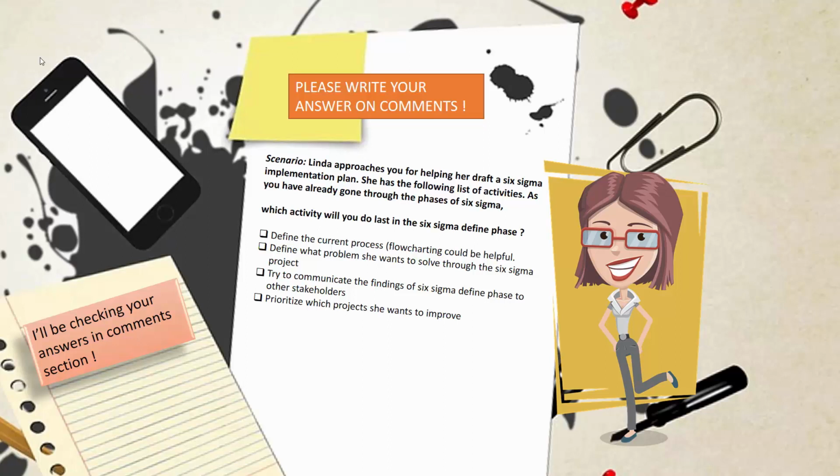Sigma define phase? Is it defining the current process? Is it defining the problems she wants to solve through Six Sigma project? Or is it trying to communicate the findings of Six Sigma define phase to other stakeholders? Or is it prioritizing which projects she wants to improve? Of course, the fourth point might not be the answer, because we have already studied that we prioritize which projects we want to improve in the first step of the define phase.